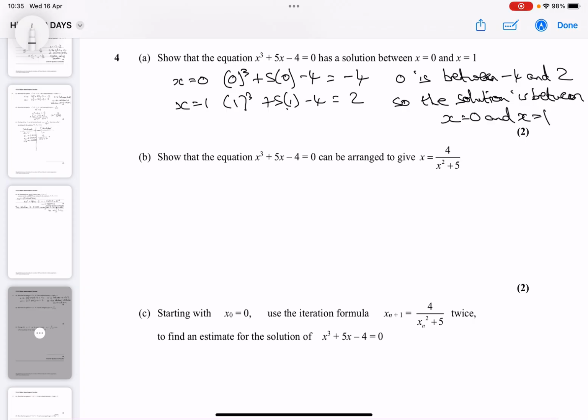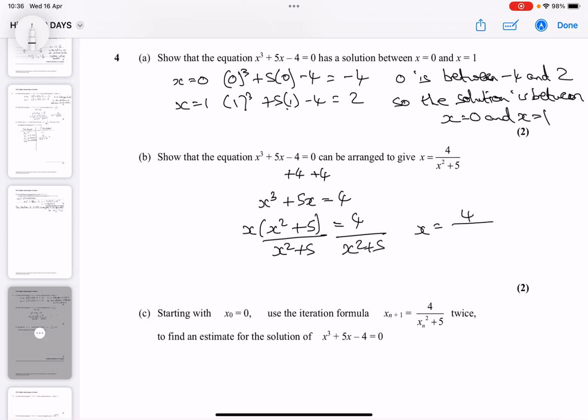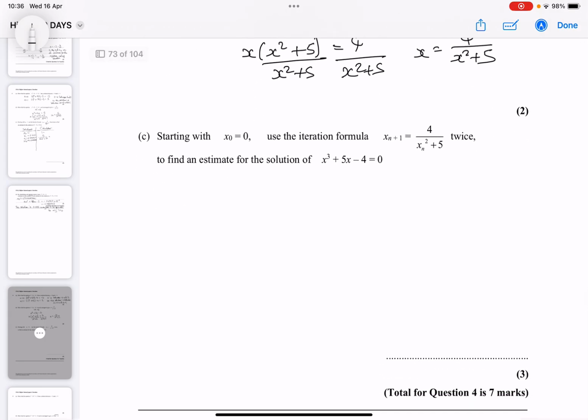Okay, here we've got another one of these rearranged ones, so get rid of the constant, that number on the end, which gives me x cubed plus 5x equals 4. There's my first mark. Factorise out, giving me x squared plus 5 brackets equals 4. Divide by the brackets. So x equals 4 over x squared plus 5.